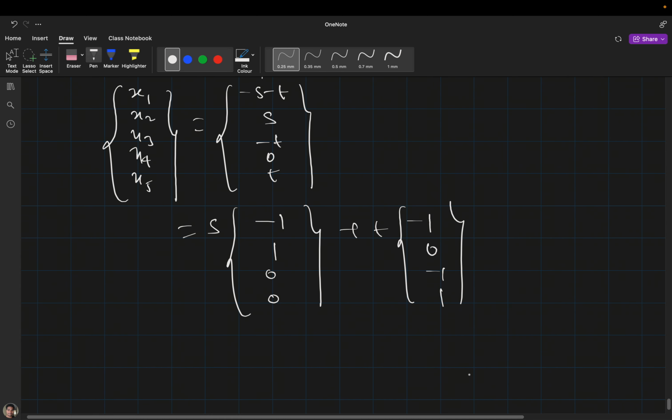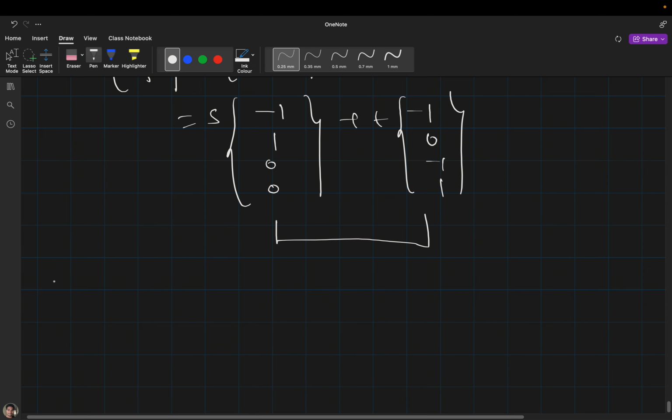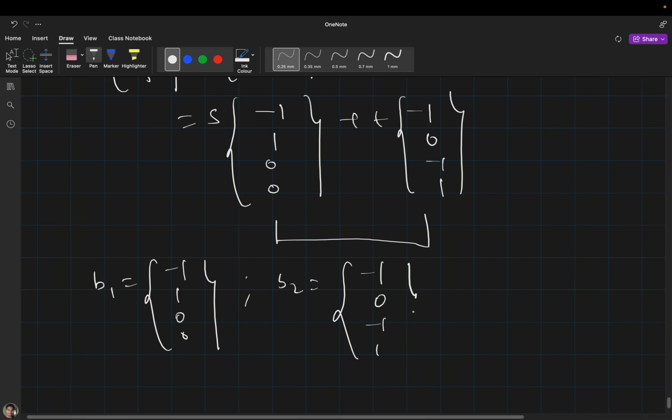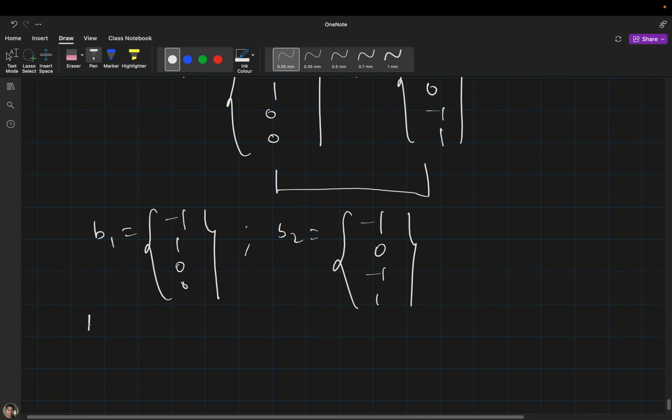Now you can see that you have only two basis vectors. What is the basis? The set is this. Just write B1: minus 1, 1, 0, 0, 0. And the second basis vector is what? Minus 1, 0, minus 1, 0, 1. And what is the dimension?